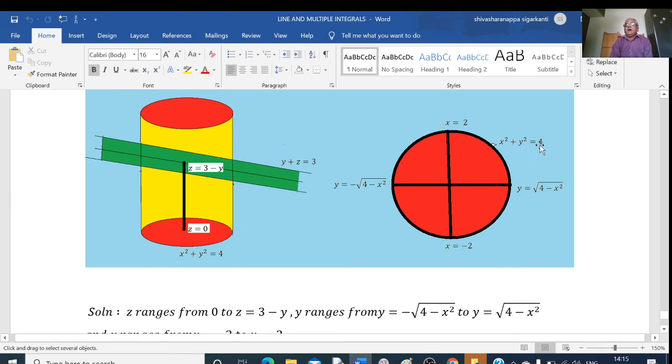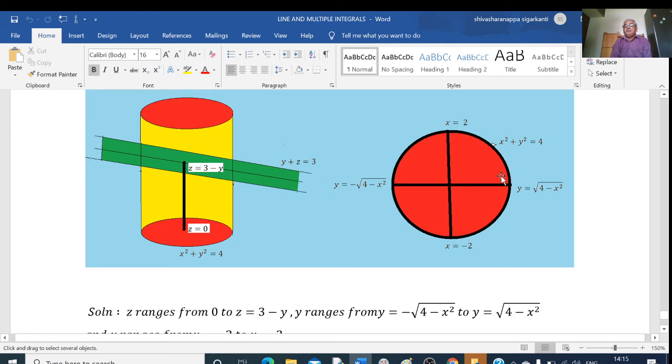Then we get y square equal to 4 minus x square, or y equal to plus or minus root of 4 minus x square. At this point, the value of y is minus root of 4 minus x square. At this point, the value of y is plus root of 4 minus x square. And what about the x? X ranges from, here x is equal to minus 2, and at this point x is equal to plus 2. Okay, x ranges from minus 2 to plus 2.